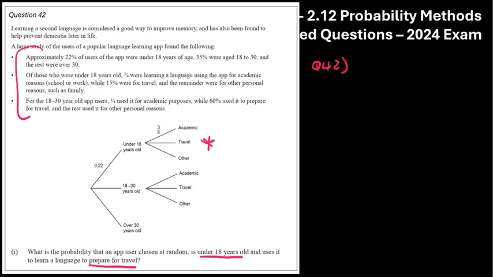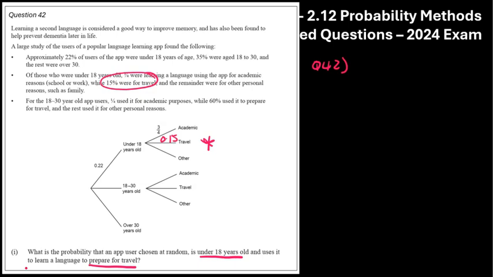So checking out all the numbers in this area here, we've got 22% of the users, that's actually the number we've already got there, were age 18 and under. 35% were between 18 and 30, that would have been here if we needed it, and the rest you would have been able to calculate by minusing both of those off 1. Of those who were under 18, 3/4 of them were learning a language for academic purposes. That's my top branch here. 15% were learning it for travel, and then the remainder were learning it for personal reasons such as family. But that information, that 15%, is exactly what we're looking for. That's this branch here. So that's going to be 0.15.